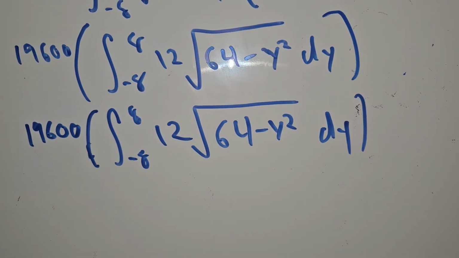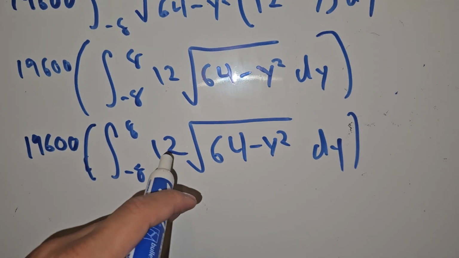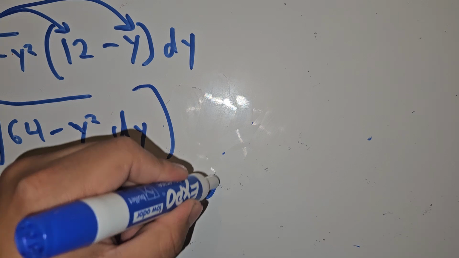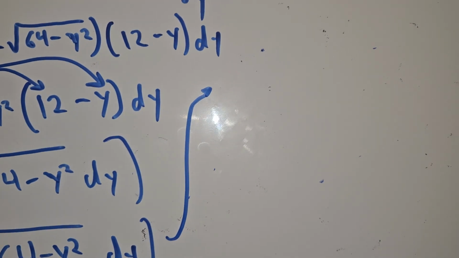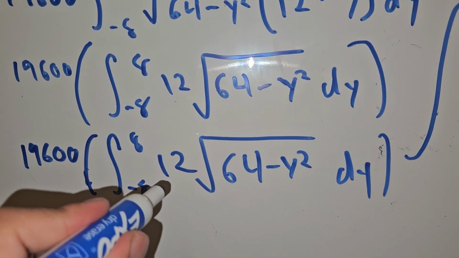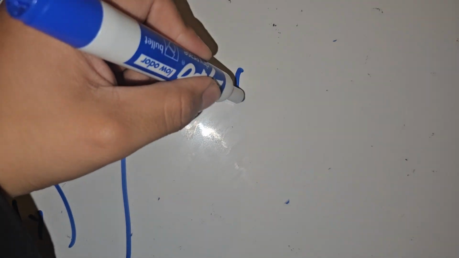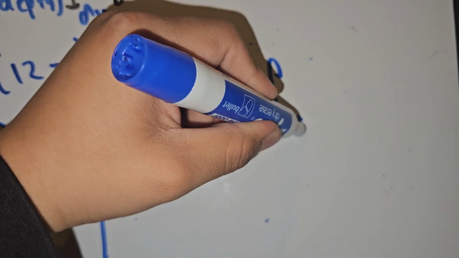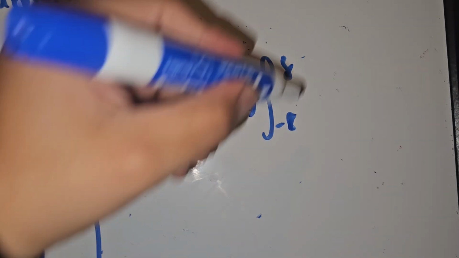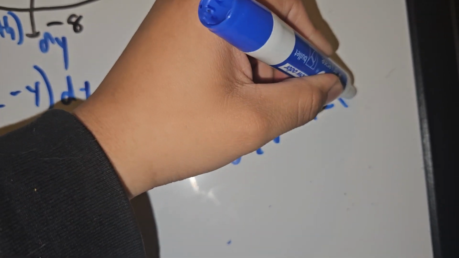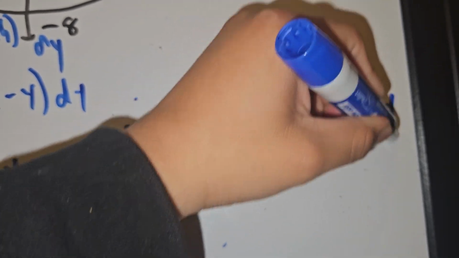So let's evaluate now. Actually, look, we can take out the 12. Let's rewrite this up here. That'll be 19,600 times 12, because we can take that out, times the integral from -8 to 8 of the square root of 64 minus y squared dy.